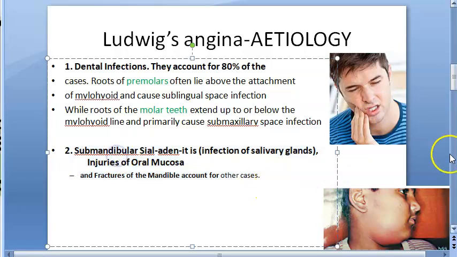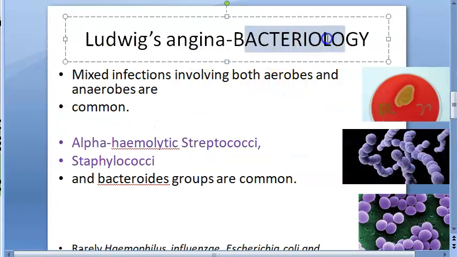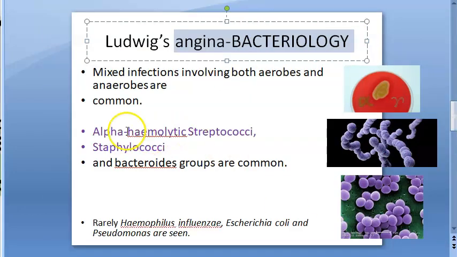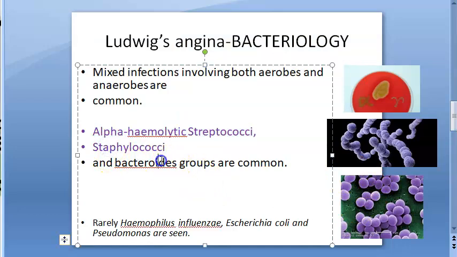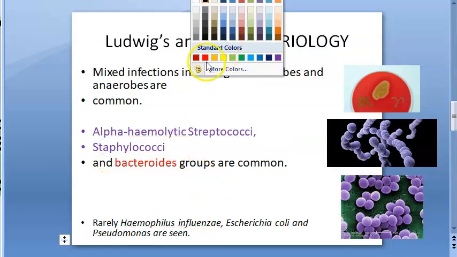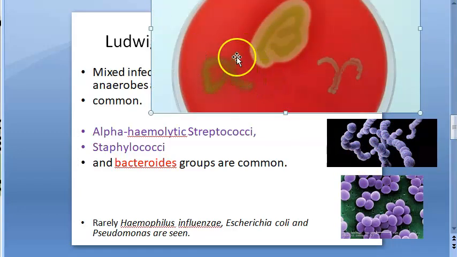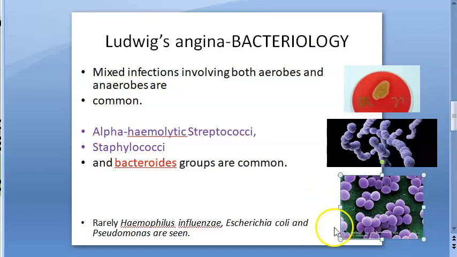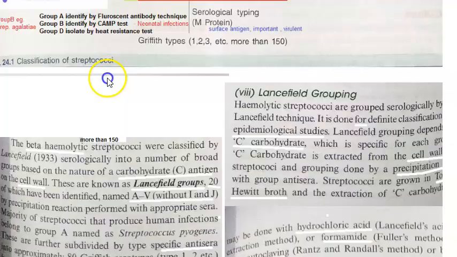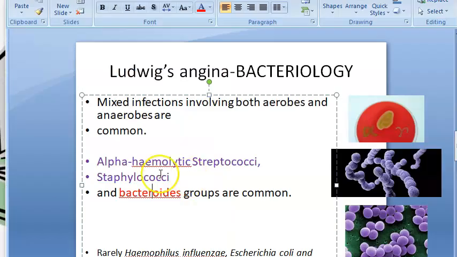Okay, we saw all the causes. Then bacteriology. Which are those bacteria, you know? Alpha hemolytic streptococcus, staphylococcus and bacteroides. These three, if you want, you can remember. This is showing alpha hemolytic streptococci, the way it does hemolysis. Then you have staphylococcus, streptococcus, bacteroides. Rare ones we are leaving, we are really not bothering about them at the moment.